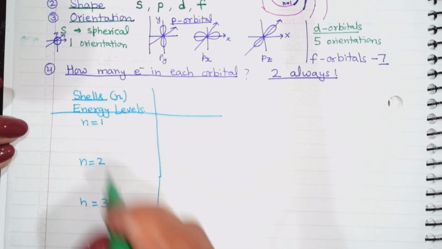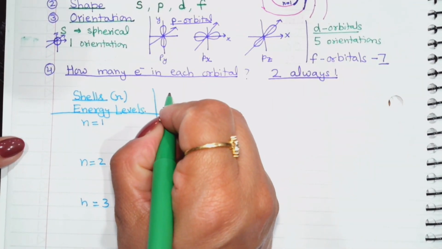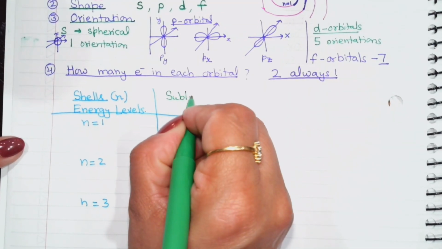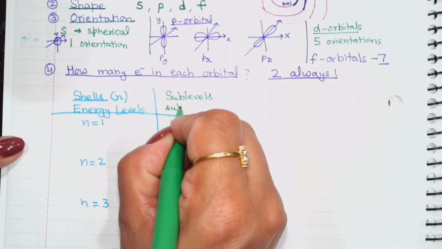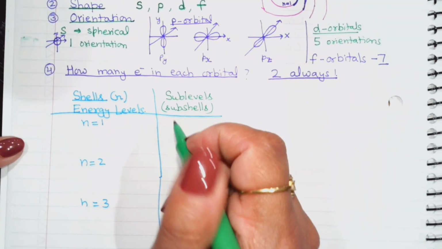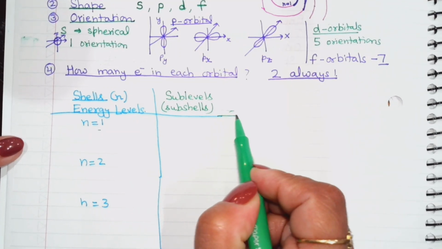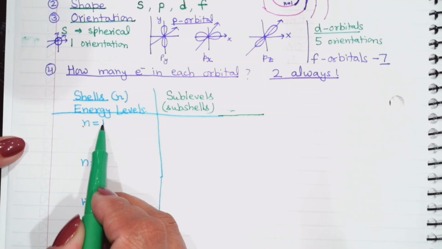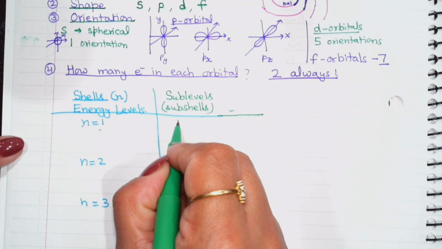Now each shell or each energy level has sub-levels, or we can also call them subshells, right? The number of subshells is given by the principal energy level. For example, energy level 1 will have only 1 subshell.